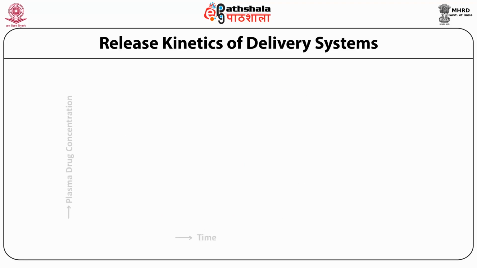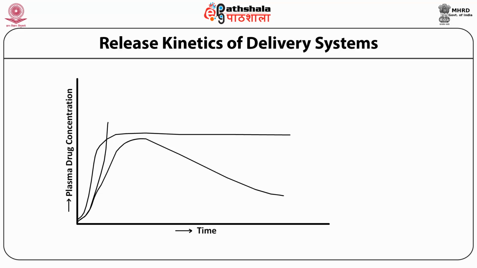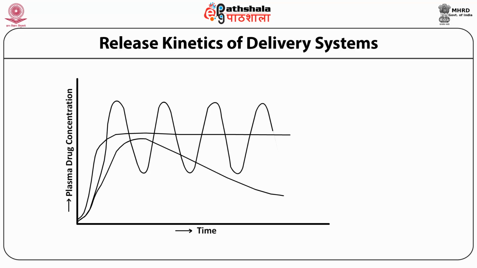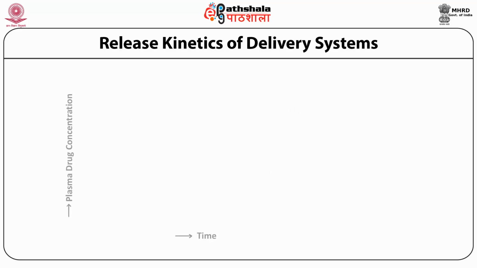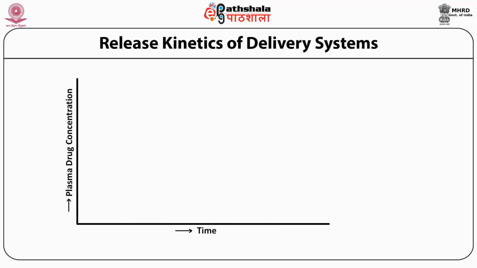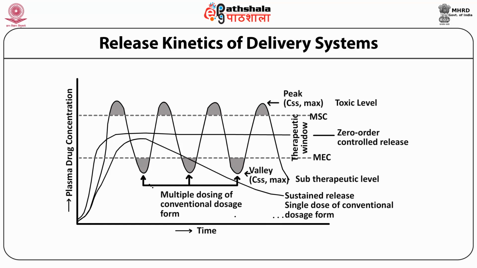You can clearly identify the peaks and the valleys for each dose of a conventional drug delivery system. On the other hand, you have a clearly identifying graph line which is showing a sustained release. You can see that the drug continues to be there above the therapeutic level for a prolonged duration of time as compared to that of the conventional dosage form.